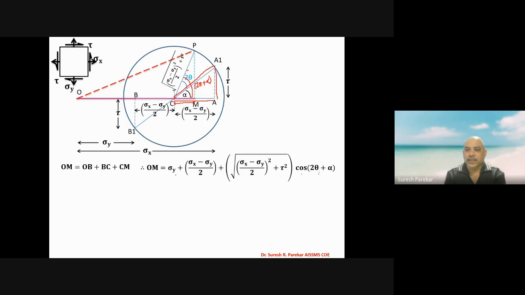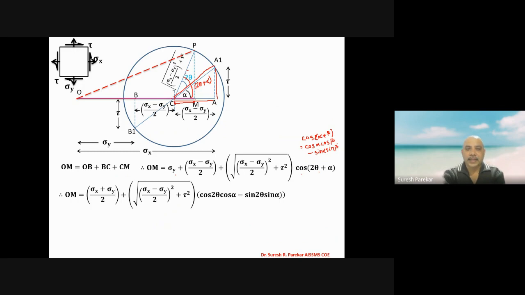Now cos 2 theta plus alpha, because we know cos of alpha plus beta is cos alpha cos beta minus sin alpha sin beta. So this formula we will use, and then we will find value of sigma n, that is OM. If we simplify these two terms, we will get sigma x plus sigma y by 2 plus, now this will be as it is, and then we have cos 2 theta cos alpha minus sin 2 theta sin alpha.